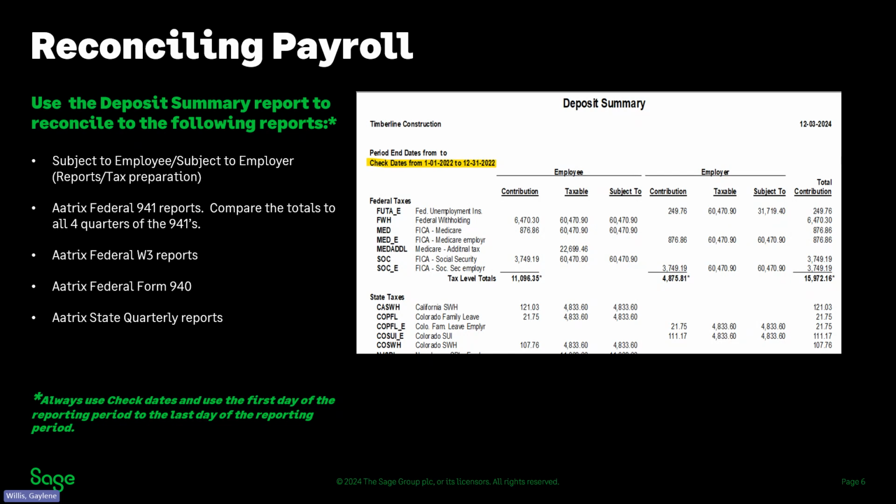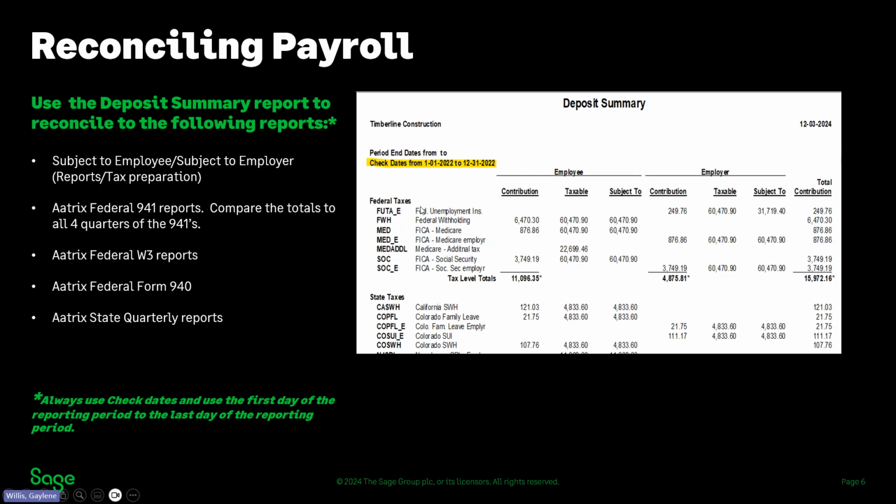This is a great report that can be used to reconcile to your subject to employee, subject to employer reports, Aatrix Federal 941 reports. We want to reconcile to all 4 quarters. The Aatrix Federal W2 report, which is what you get when you go in and generate your W2s. The Aatrix Federal Form 940 and the Aatrix State Quarterly reports.